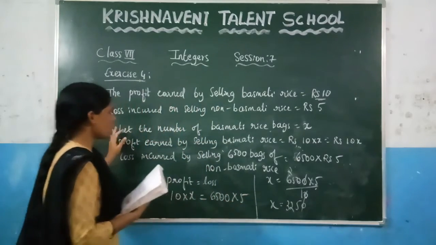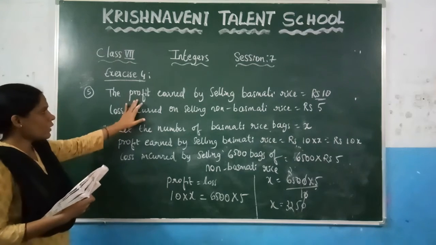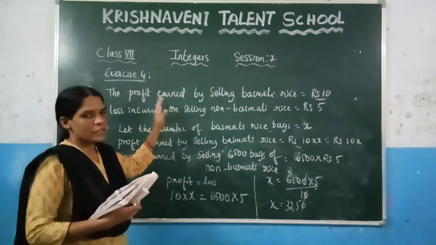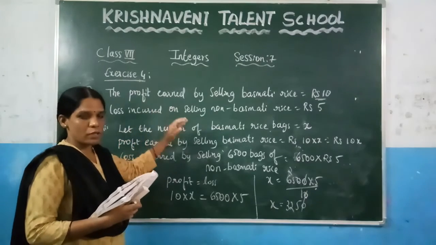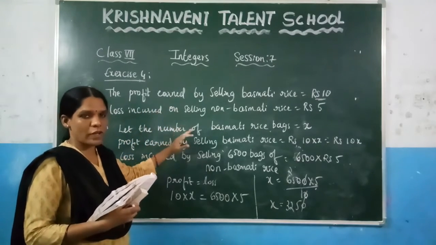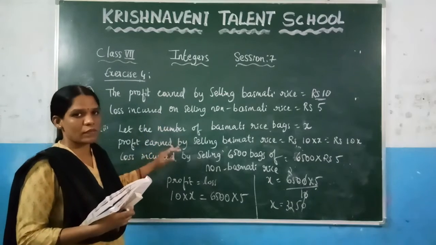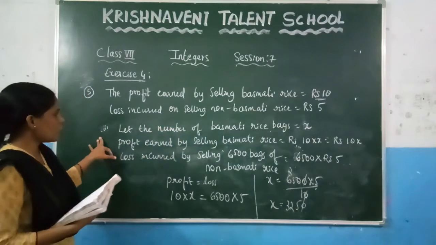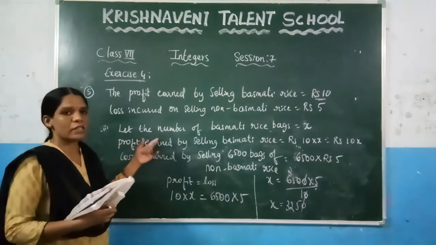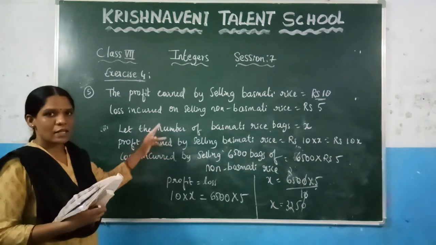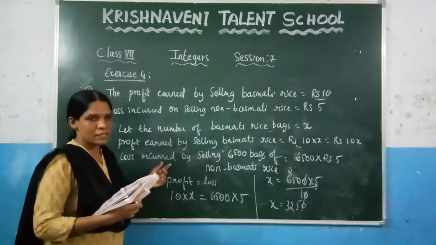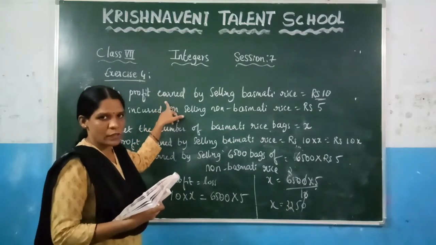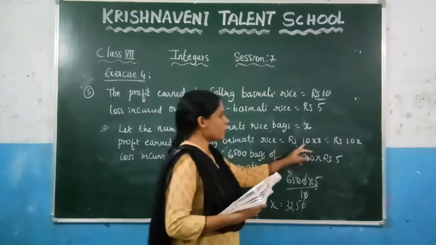So what is the question given here? By selling basmati rice, he gets a profit of 10 rupees, and by selling non-basmati rice, he gets a loss of 5 rupees. Based on this condition, they have given two questions. In this question, we don't know the number of basmati rice bags. Let us take it as x. But we know that for each bag of basmati rice, we get a profit of 10 rupees. So we multiply 10 with x.